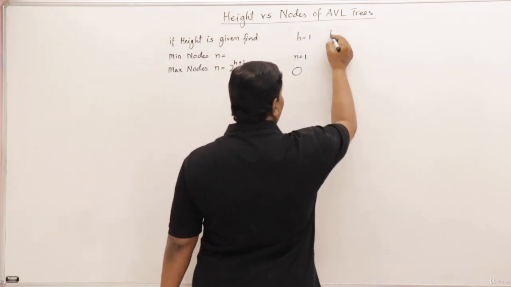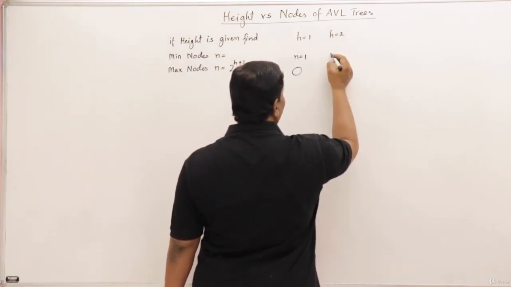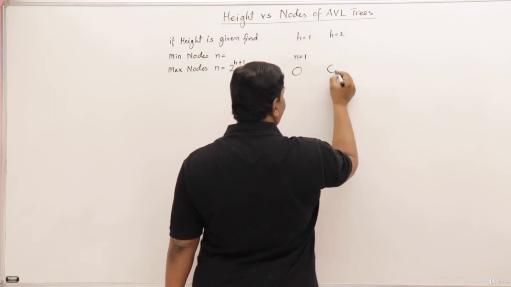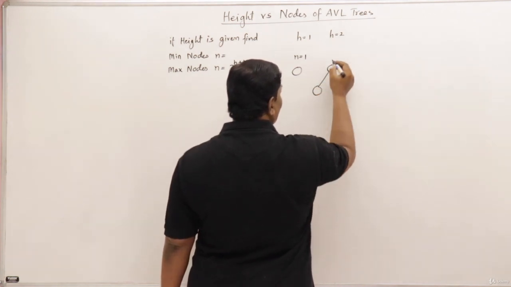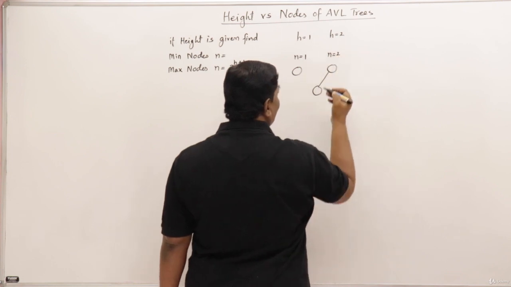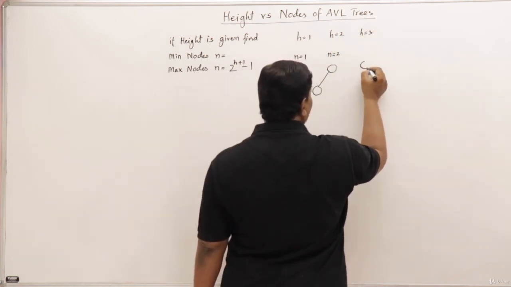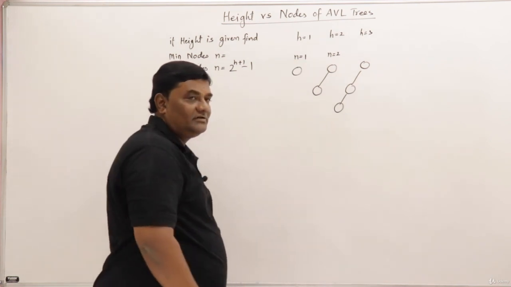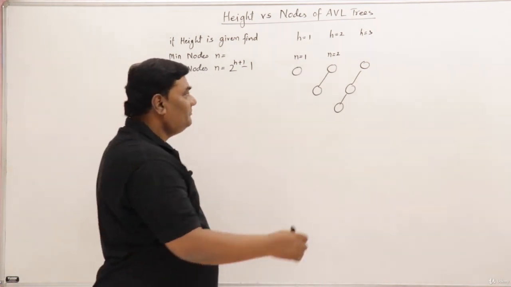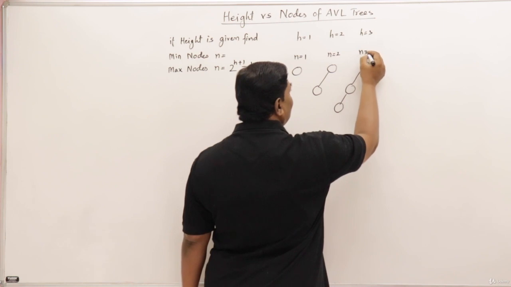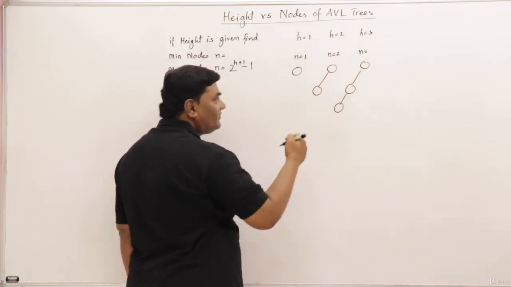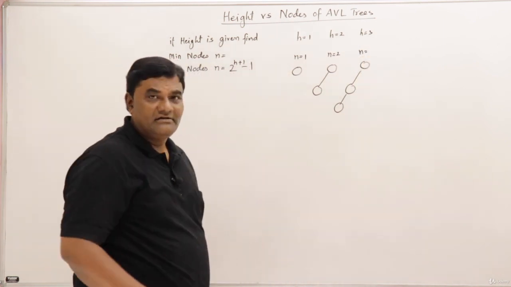The next, if height is 2, then minimum how many nodes required? 2 nodes. Yes, height 2 needs 2 nodes. If height is 3, then the minimum how many nodes? 3 nodes. 3 nodes required. Minimum 3 nodes. No, wrong. This is wrong. Is it an AVL tree?